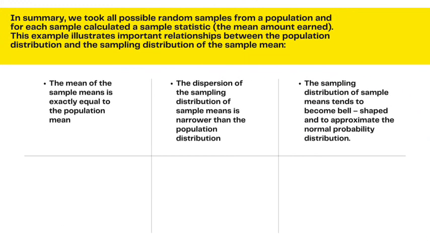In summary, we took all possible random samples from a population and for each sample calculated a sample statistic, the mean amount earned. This example illustrates important relationships between the population distribution and the sampling distribution of the sample mean. They are: the mean of the sample means is exactly equal to the population mean, the dispersion of the sampling distribution of sample means is narrower than the population distribution, and the sampling distribution of sample means tends to become bell-shaped and to approximate the normal probability distribution.